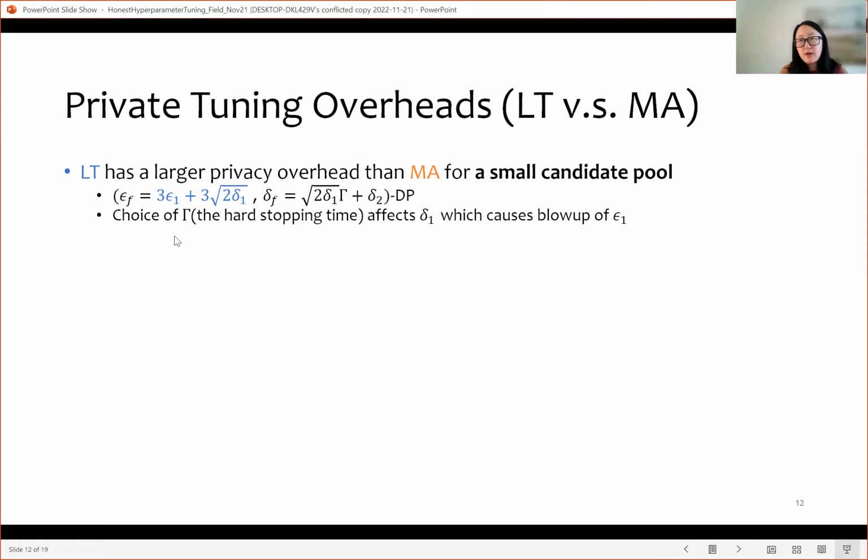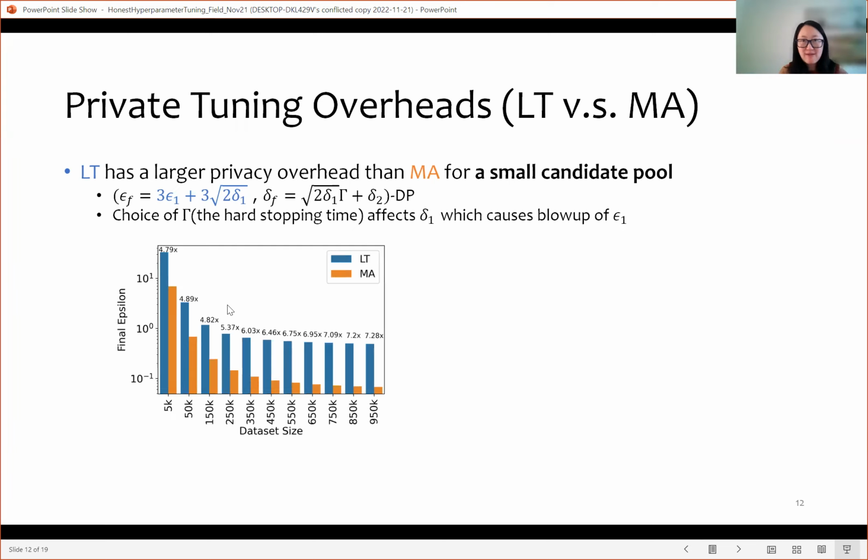So when we have a small number of candidates to tune, the privacy cost has to, first of all, have an additional factor of 3 and also a large epsilon 1. So this overhead can be visualized here. We're trying to plot the privacy overhead for LT and MA respectively. If we just have a single candidate in the pool, we just want to train one model, right? And you can see the final epsilon expression for LT can be 5 times larger than the MA method, right? Even when the size of the data is small, like 5K.